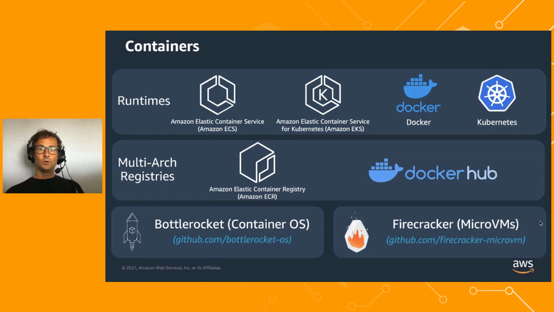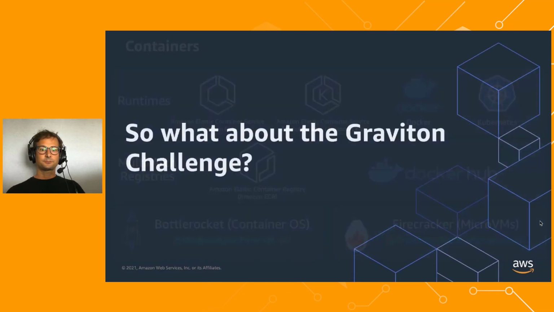Bottlerocket, which is AWS's version of a container-specialized operating system, is available for Graviton-based instances. And Firecracker, which is an open source implementation of micro VMs that we use among others for Lambda and for Fargate, is also available on Graviton-based instances.